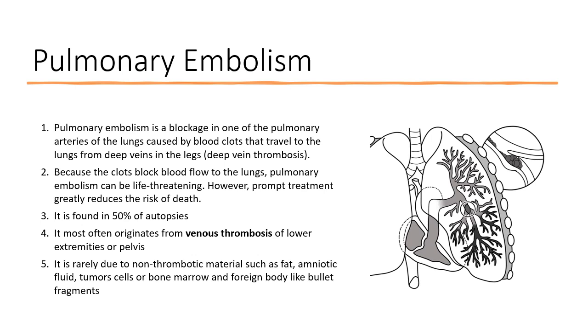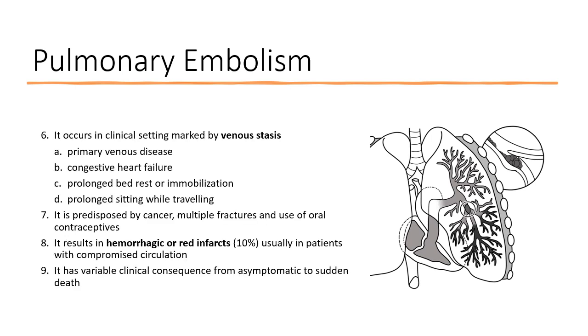It is found in 50% of autopsies. It most often originates from venous thrombosis of lower extremities or the pelvis. It is rarely due to non-thrombotic material such as fat, amniotic fluid, tumor cells, or bone marrow, and foreign body, like bullet fragments. It occurs in clinical settings marked by venous stasis, which includes 1.